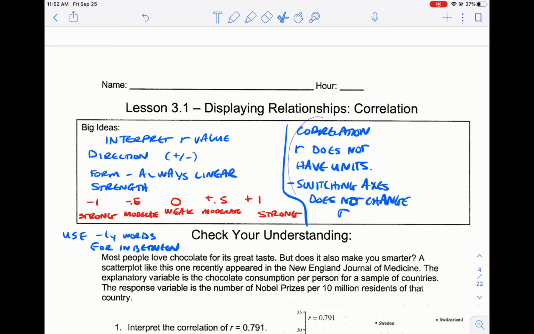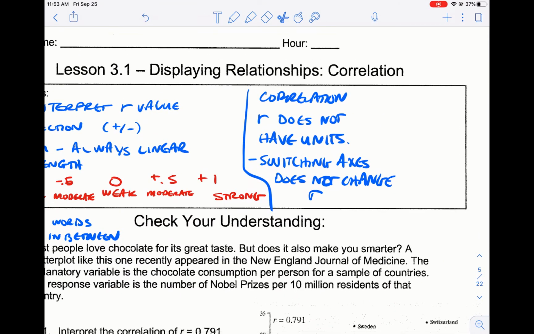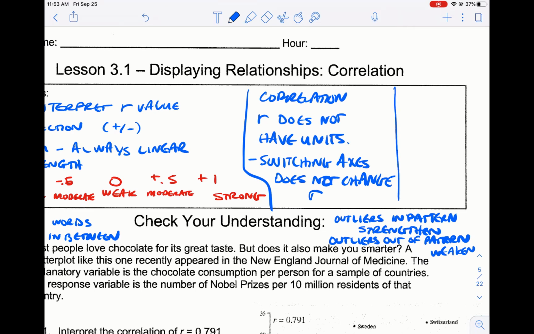And when we talk about outliers, I'm going to shrink these down here. When we talk about outliers in pattern, that's going to strengthen. And outliers out of pattern are going to weaken. Okay, so if the outliers are in pattern, they're going to strengthen. Out of pattern is going to weaken.